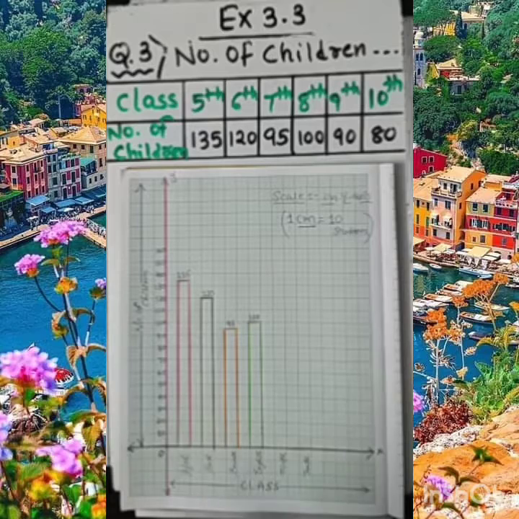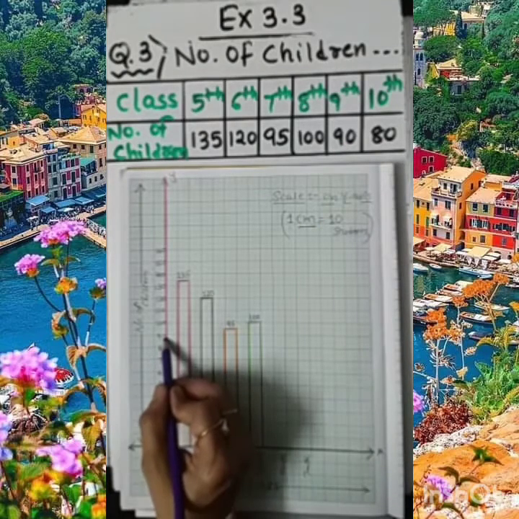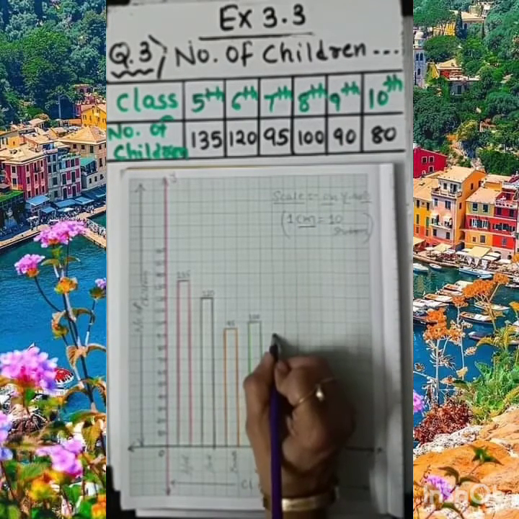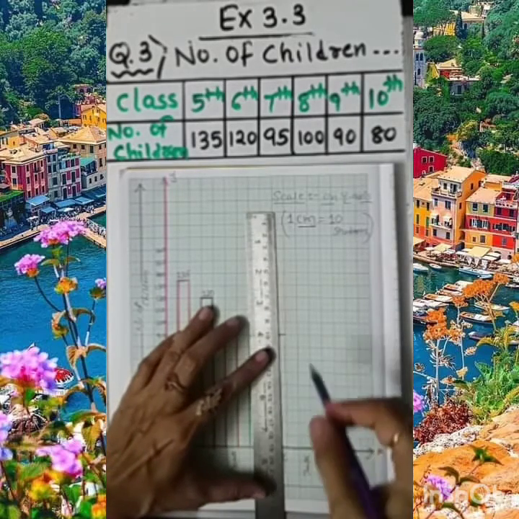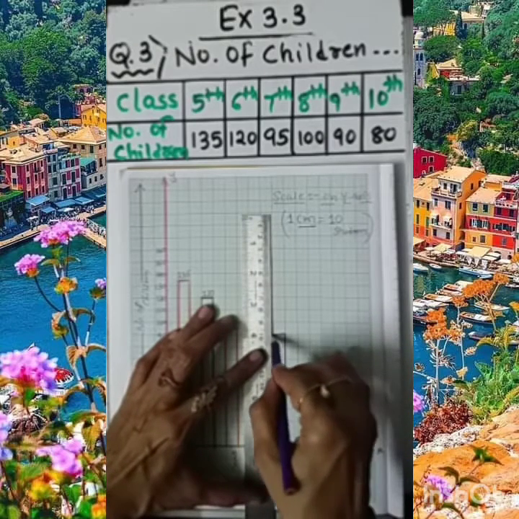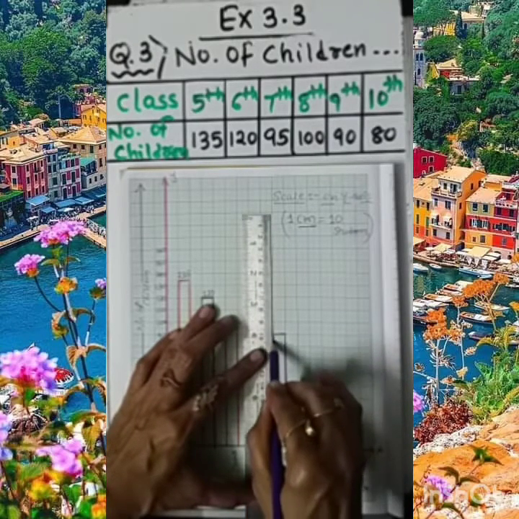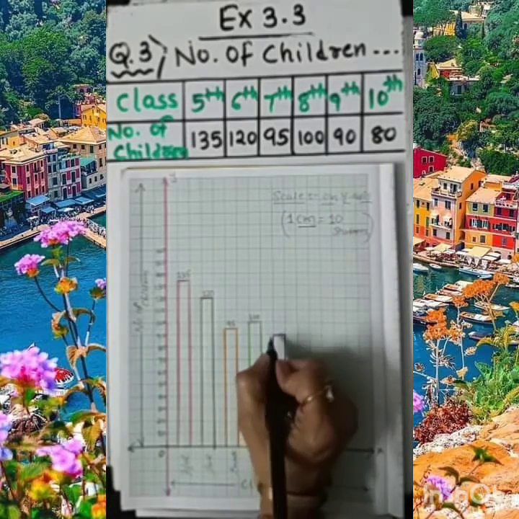It will be very, very easy for you to understand if you go through each and every question along with me and follow my instruction. Next is 90. 90 I can see here. So for the 9th class it is 90. It will be here somewhere. Now I am going to draw this perpendicular line or bar joining with the 9th class. So it is showing the 9th class and the observation is 90.